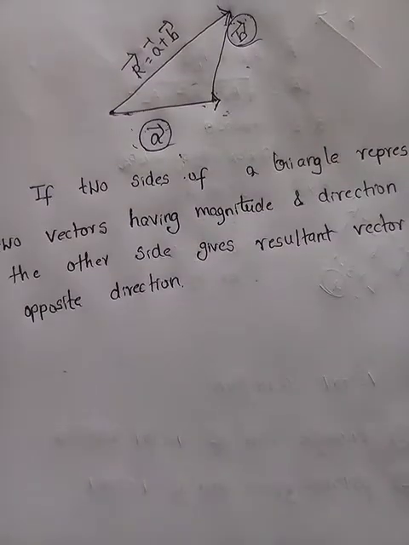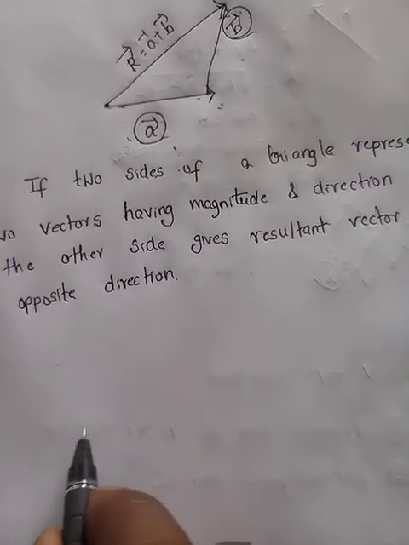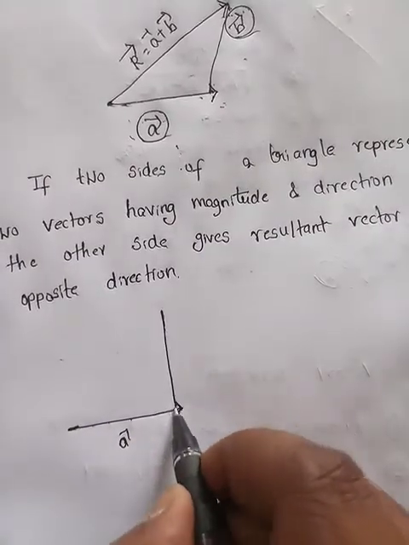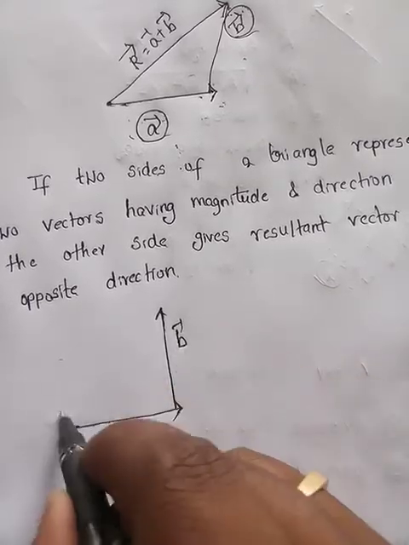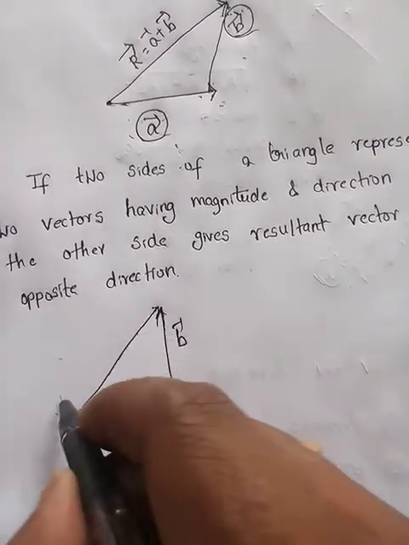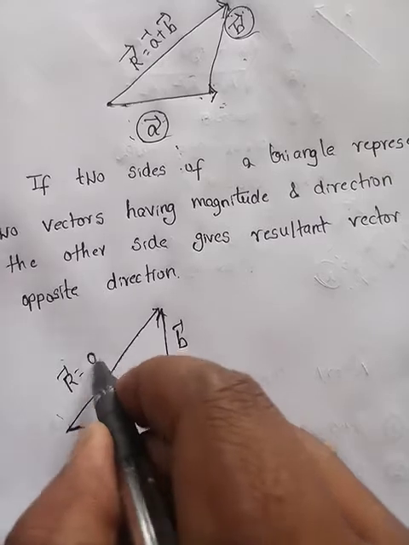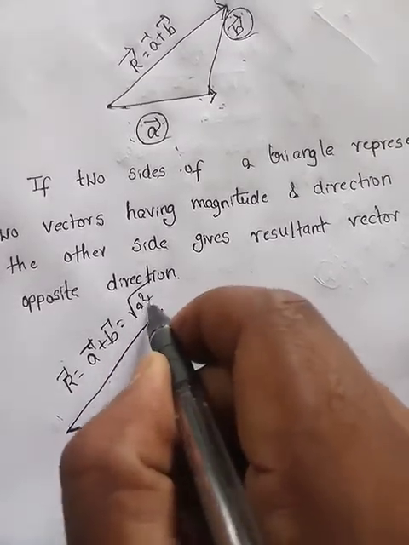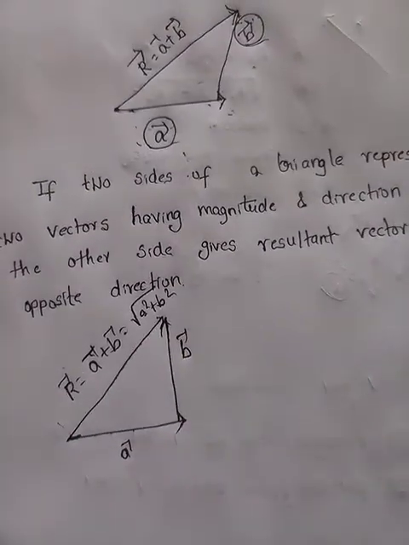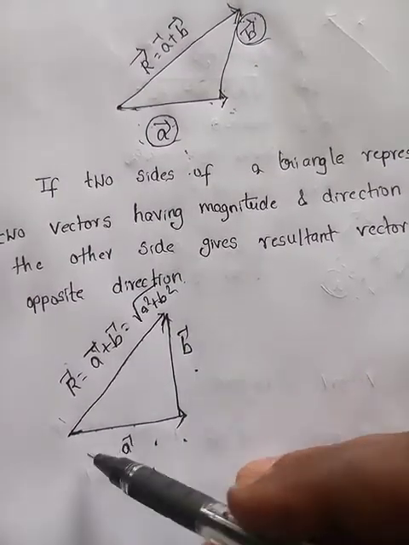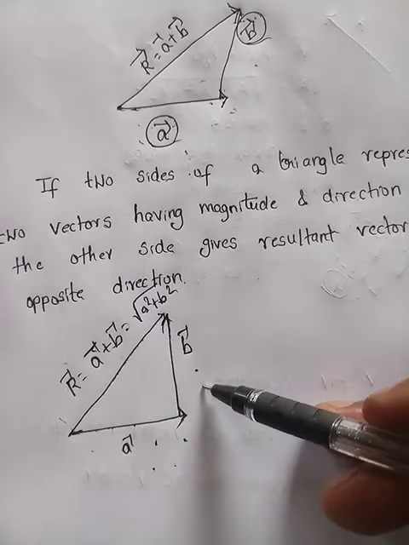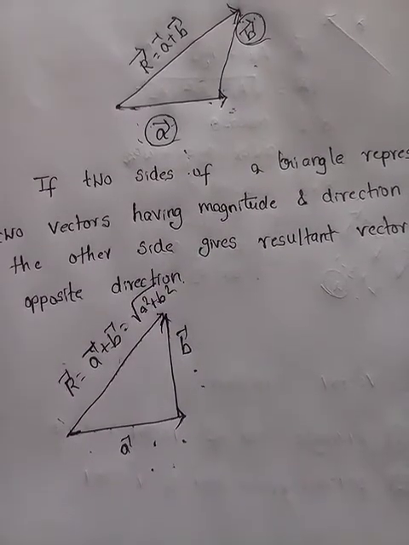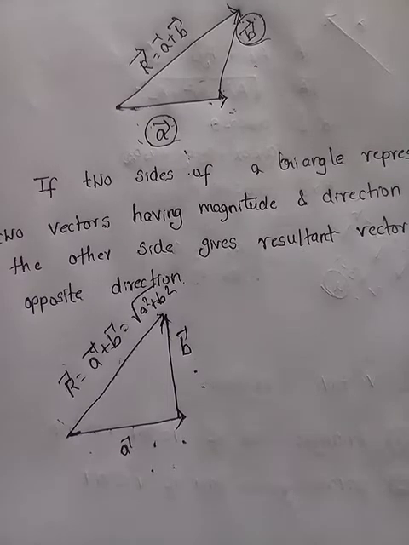Okay. See, for example, if two vectors are there, this is A bar and this is B bar, then this gives R bar. R bar is equal to A bar plus B bar, that is equal to the root of A square plus B square, right? This is not A plus B. Why? These are two sides of a right-angled triangle, so by using the Pythagoras theorem, R is equal to the root of A square plus B square.